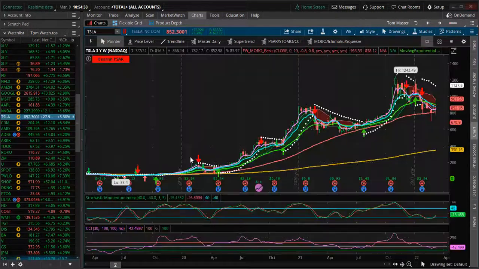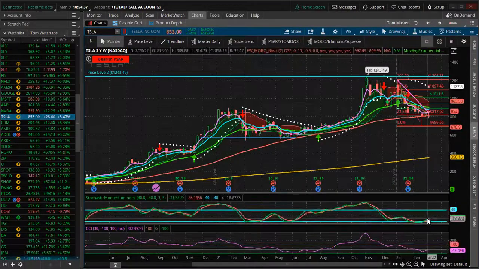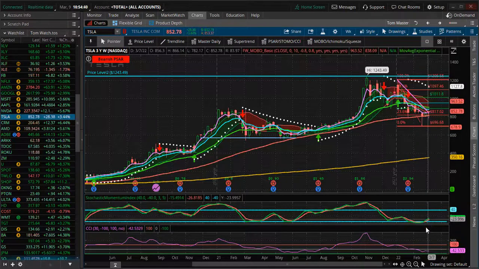And then Tesla, take a quick look at that one on the weekly as well. Stochastic momentum on the weekly, though, breaking up.